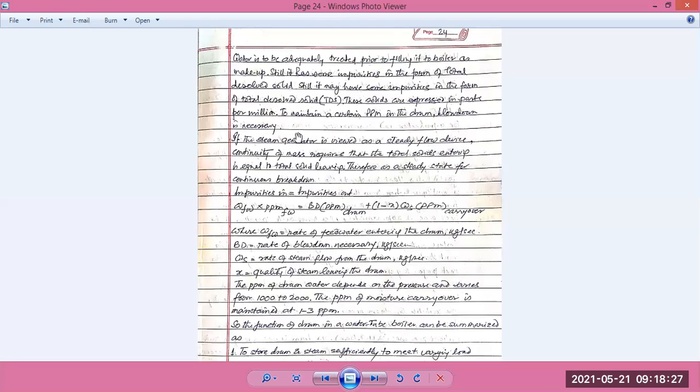So you have to check the quality of the water from time to time and judge the parts per million, ppm, of the water, whether it is within the desired limit or not. You have to blow down the drum if the ppm exceeds the certain limit.